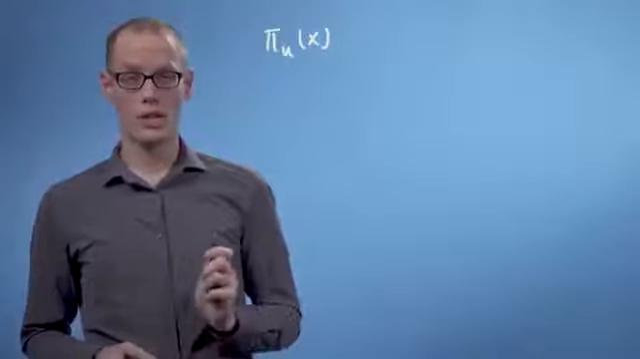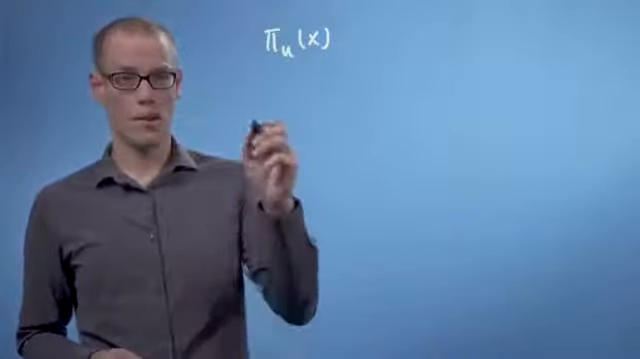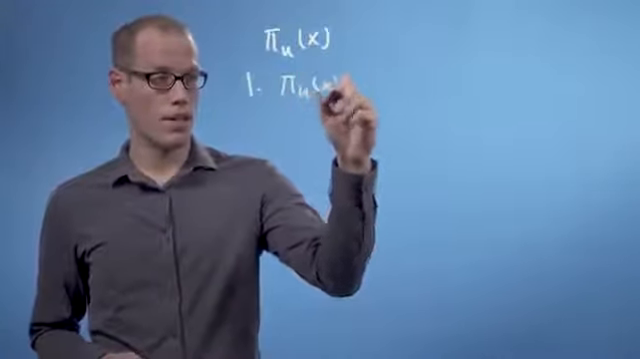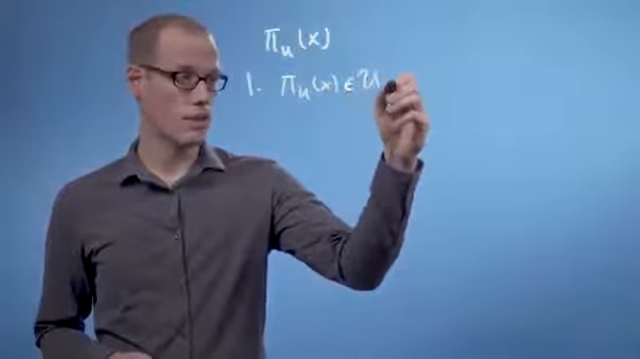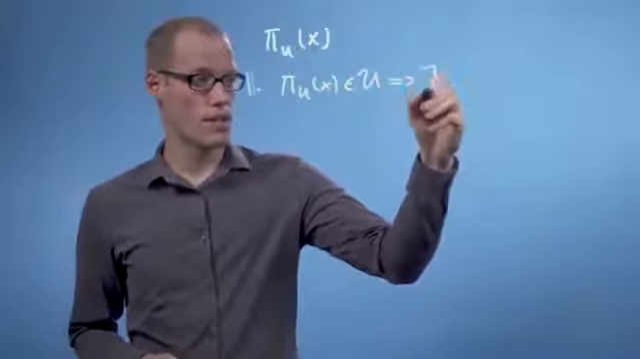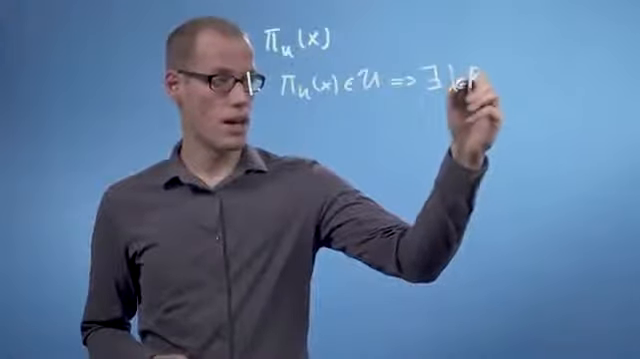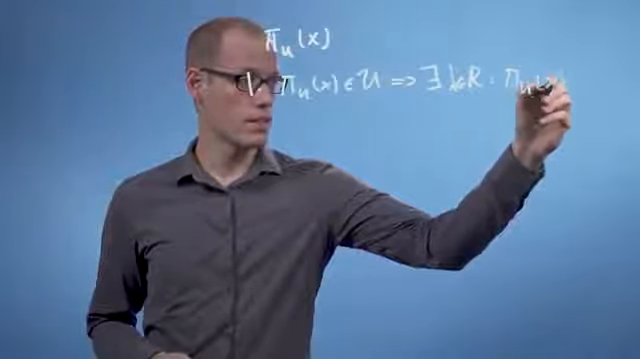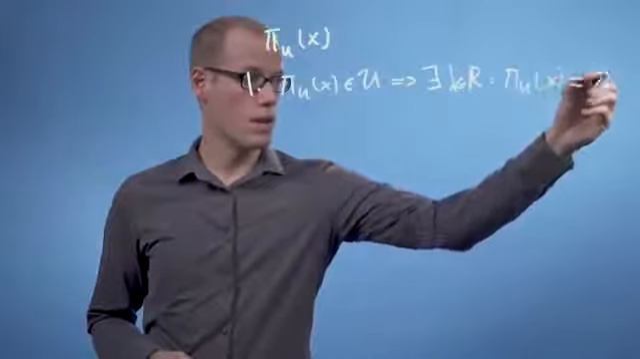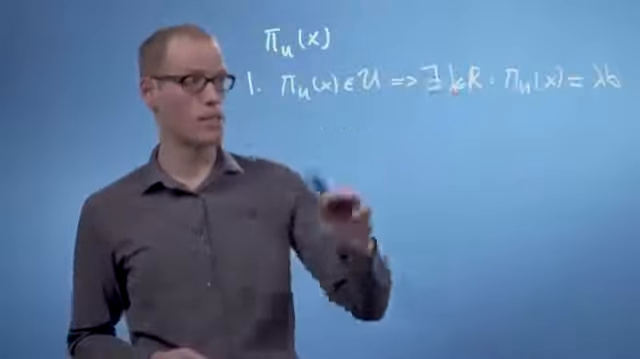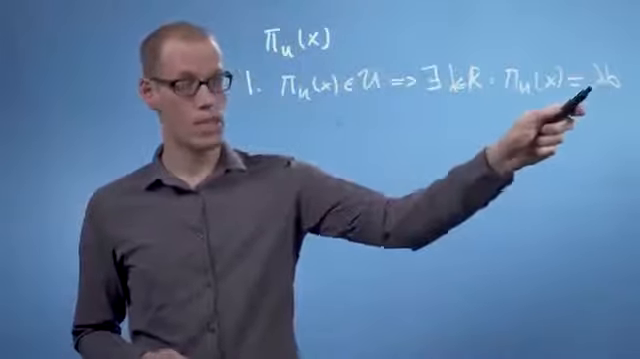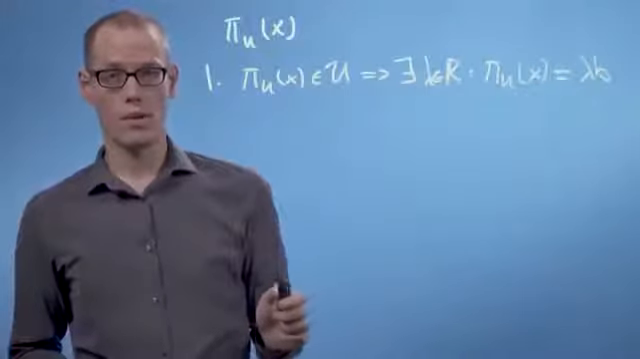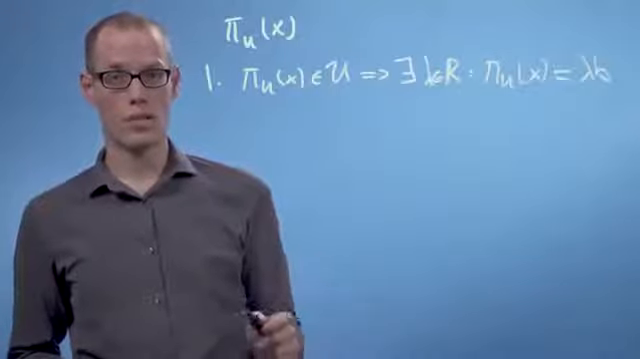The projection has 2 important properties. First, since pi u of x is in U, it follows that there exists a lambda in R such that pi u of x can be written as lambda times b, a multiple of the basis vector that spans U. Then lambda is the coordinate of the projection with respect to the basis b of the subspace U.